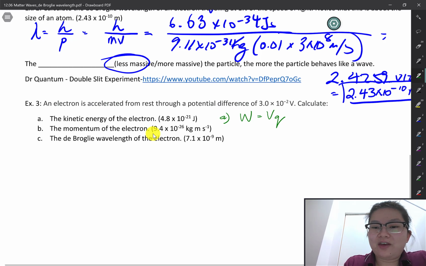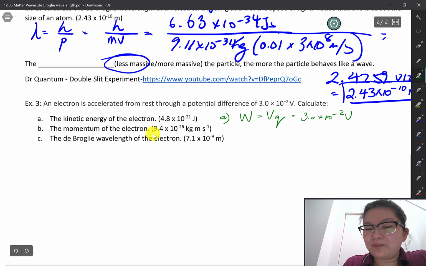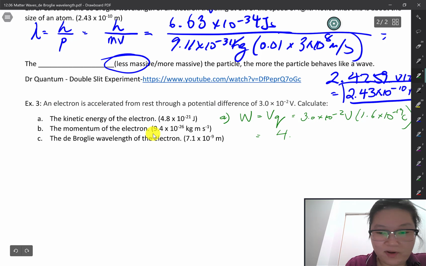So if we take V and multiply it by Q, which is 3.0 times 10 to the power of negative 2 volts, times the charge of an elementary particle, 1.6 times 10 to the power of negative 19 coulombs, then we will get 4.8 times 10 to the power of negative 21 joules.